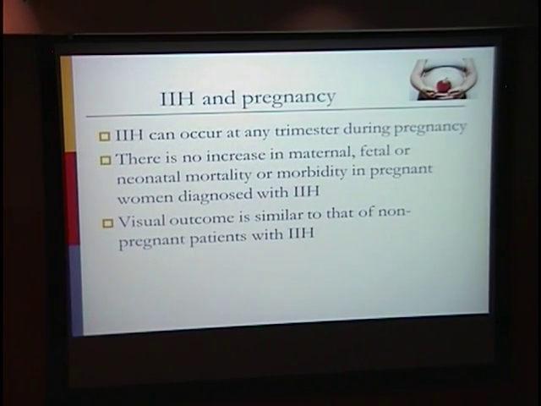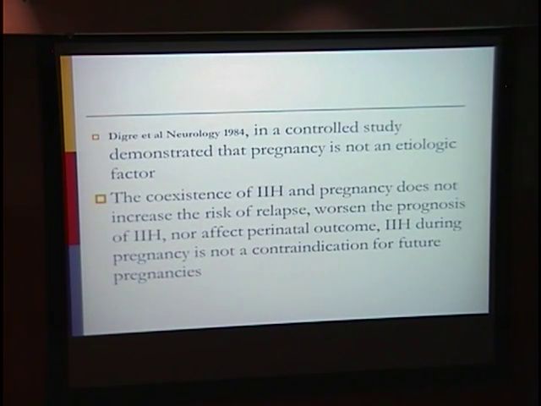IH in pregnancy, you know, we get a lot of calls. Oh, I have a pregnant woman. What to do? Stop the pregnancy? Every day and at night we have this question. IH can occur at any trimester. There is no increase in maternal, fetal, or neonatal mortality. Visual outcome is similar to that of non-pregnant patients with IH. Kathleen was published in 84. A controlled study demonstrated that pregnancy is not an etiological factor. But still a lot of people and a lot of physicians are afraid, and a lot of gynecologists also.